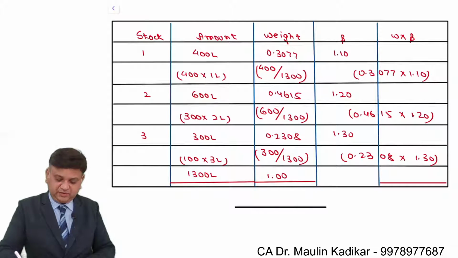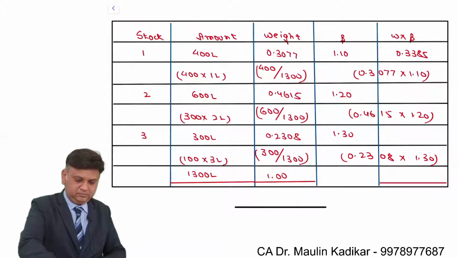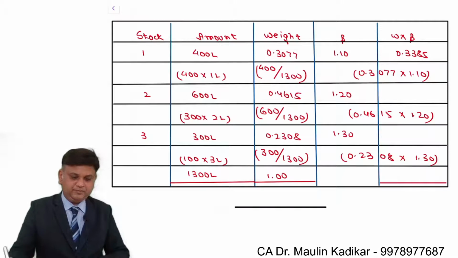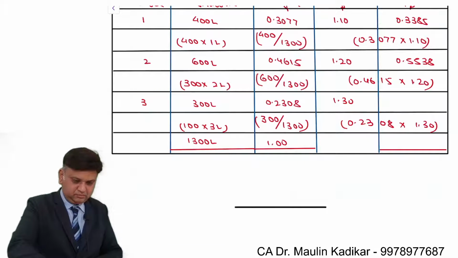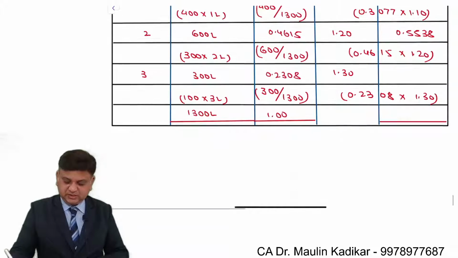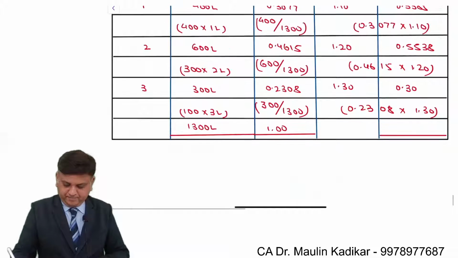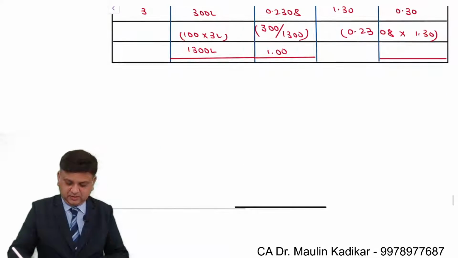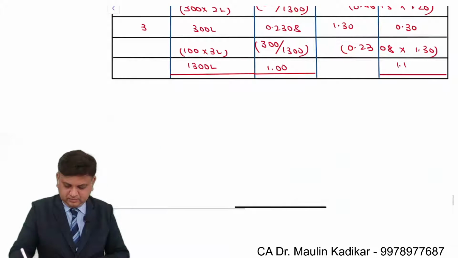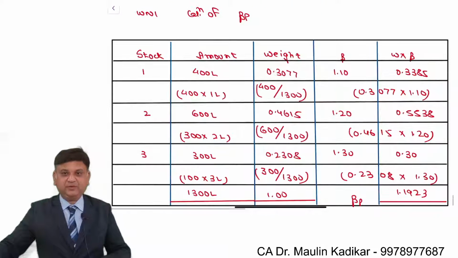So 0.3385, 0.5538, and 0.30. 3385 plus 5538 plus 0.3, 1.1923. That is the way beta of the portfolio is found.